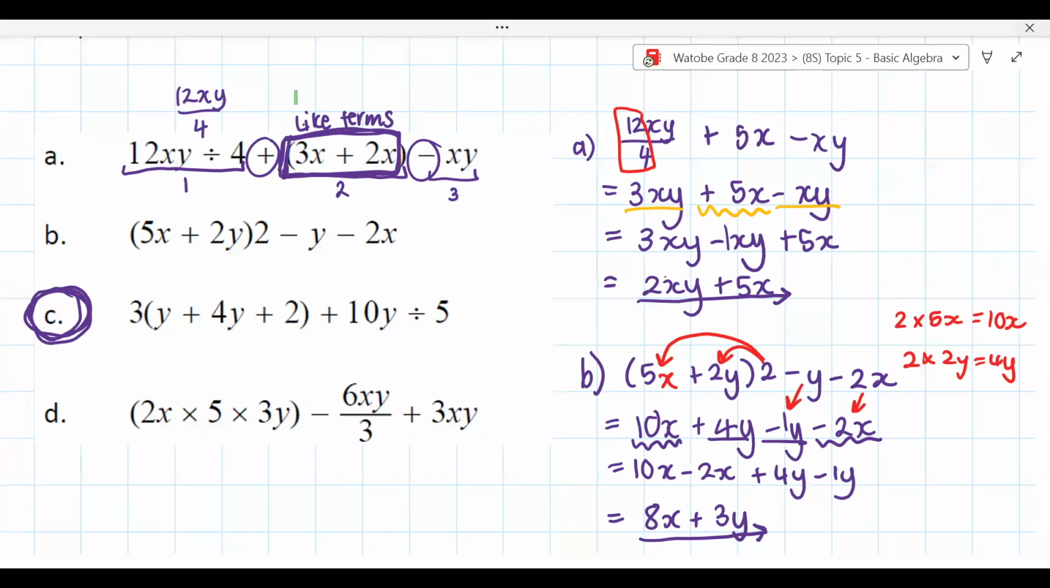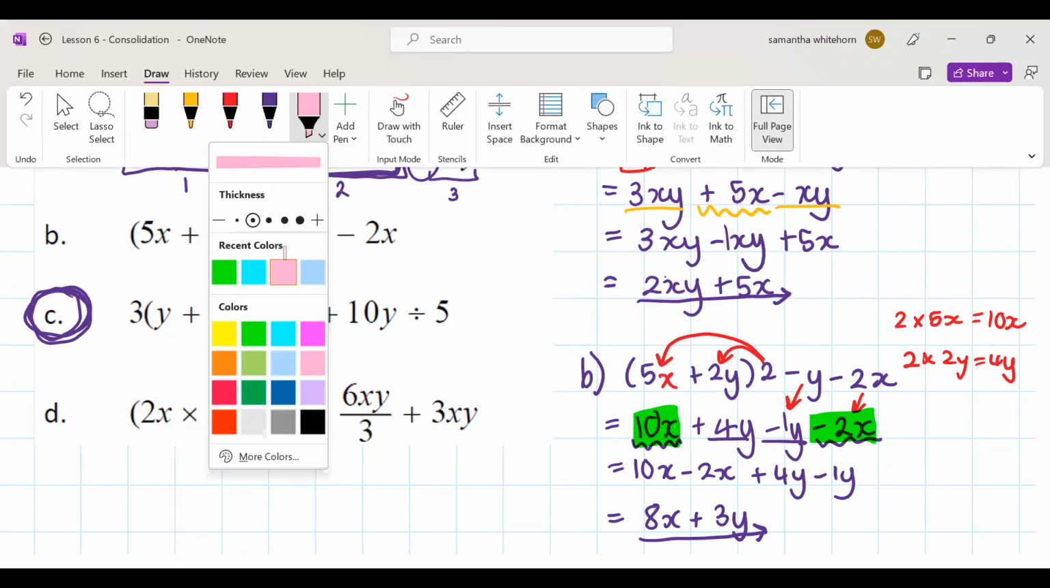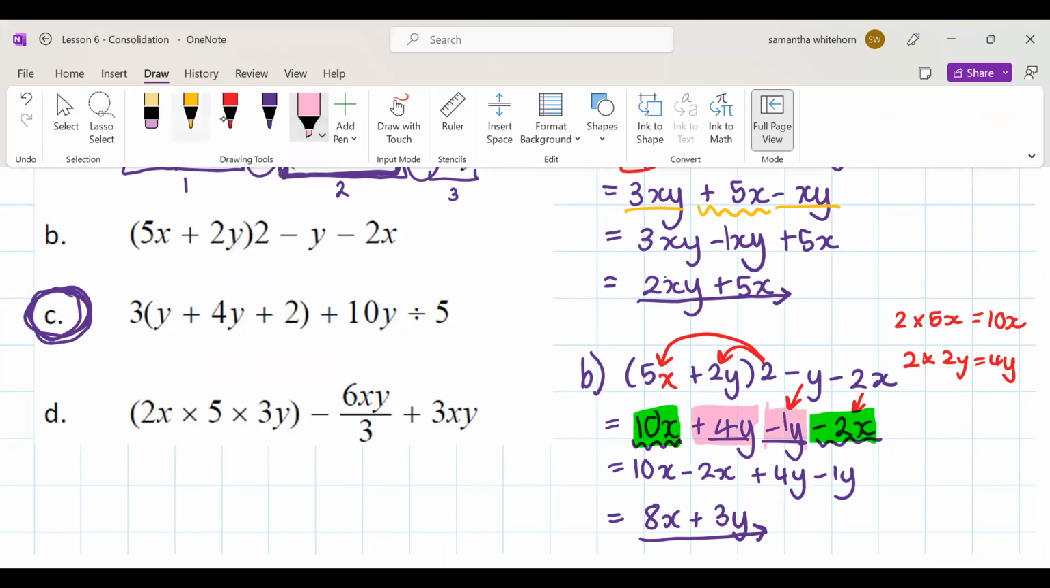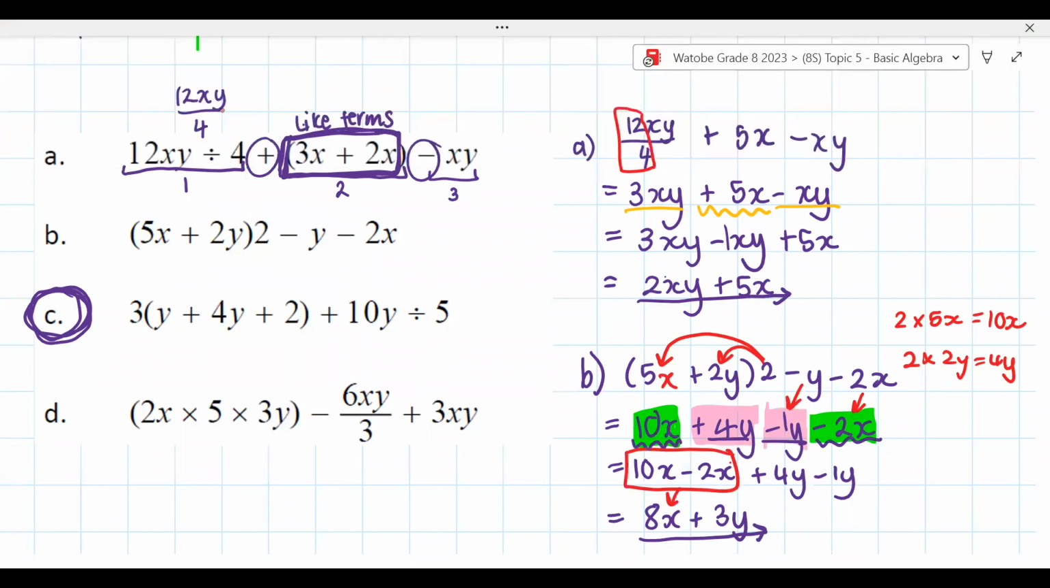Then I collect my like terms. So 10x and minus 2x are like terms, as well as 4y minus y. So 10x minus 2x gives me 8x, and 4y minus 1y gives me positive 3y. Oh, okay. I understand. So that was from my like terms. Good. Thank you, ma'am. Pleasure.